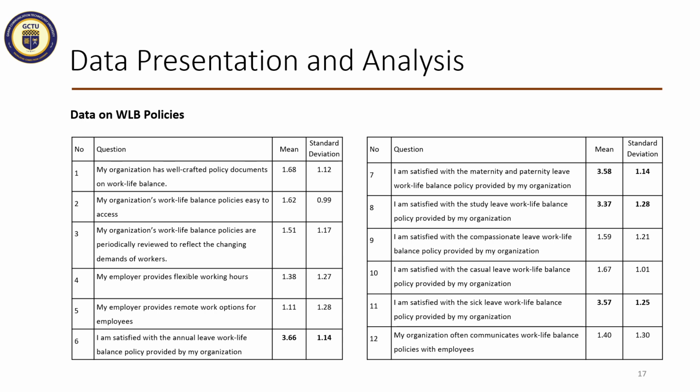So what this 3.66 means is that the majority of the people were satisfied with the annual leave work-life balance policy provided by the organization, and the standard deviation was 1.14, which is very small. If it is very small, then there isn't much deviation among the various choices that were made, in the sense that a lot of people actually believe that they are satisfied with their annual leave work-life balance policy provided by the organization.